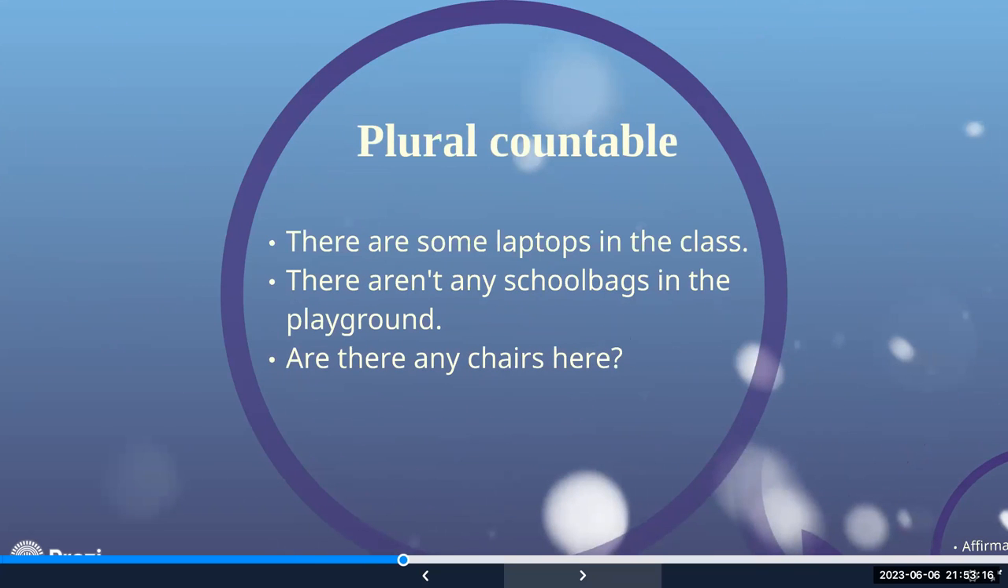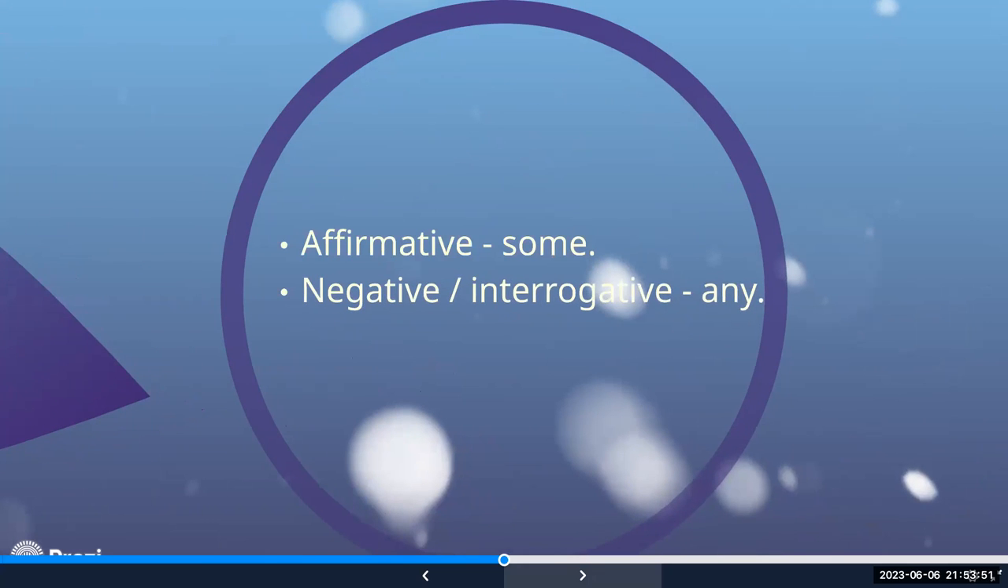Ahora viene y dice plural countable. Plurales contables. Ojo con esto. There are some laptops in the class. Hay algunas laptops en la clase. There aren't any school bags in the playground. Are there any chairs here? Ojo, estoy hablando de plurales contables. Es decir, ya vimos singulares y vimos plurales contables. Ahora sigo. Y también puedo tener affirmative, puedo usar la palabra some. I can have negative and interrogative, cuando hablo de negativas e interrogativas, voy a usar la palabra any. Ojo con eso. Independientemente si es there is o there are. Ok, por ahí vamos.